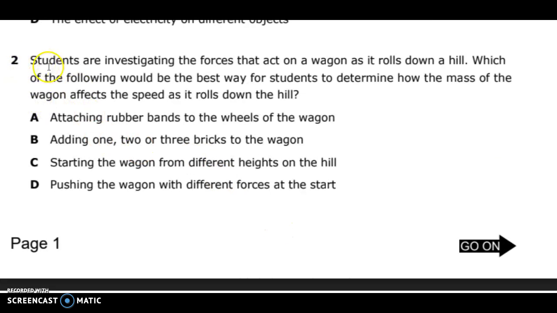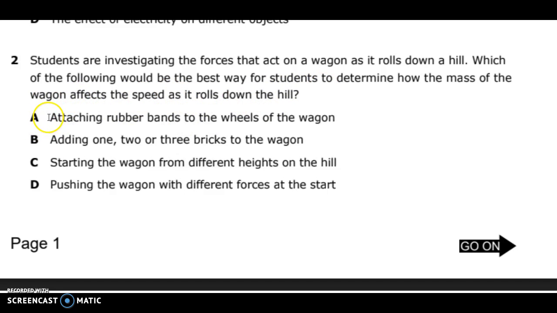Number 2. Students are investigating the forces that act on a wagon as it rolls down a hill. Which of the following would be the best way for students to determine how the mass of the wagon affects the speed as it rolls down the hill?